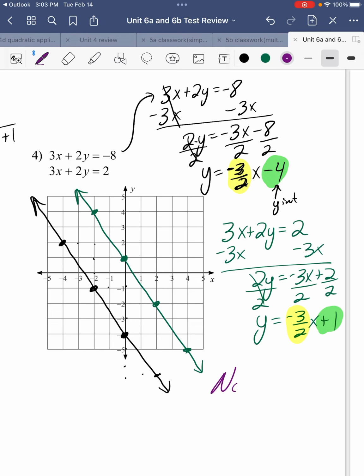So ultimately, my solution is there is no solution. There's no place that they're going to intersect. So no solution is my answer.